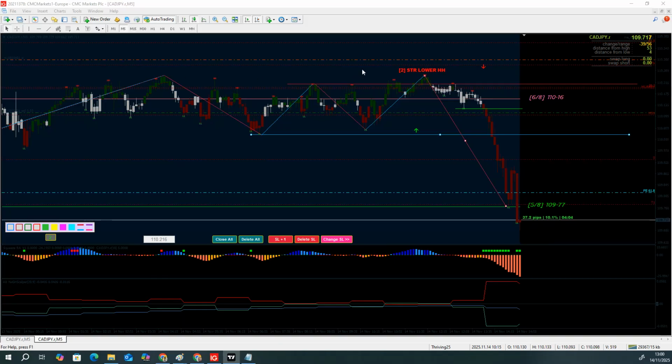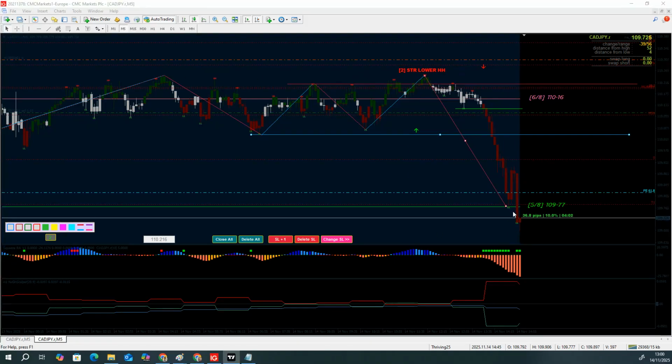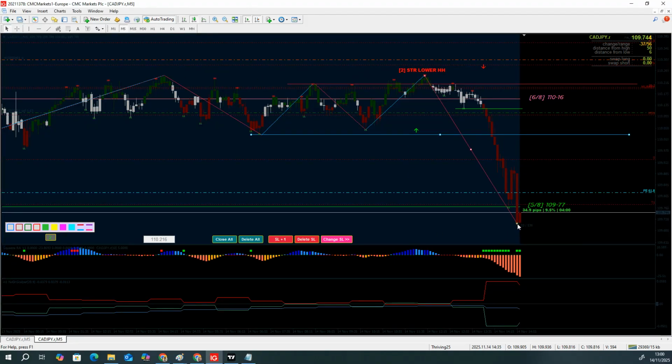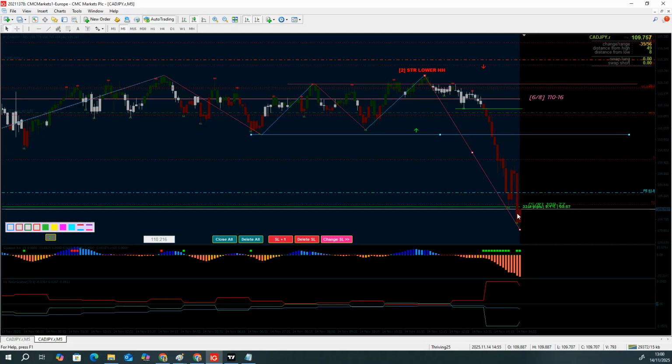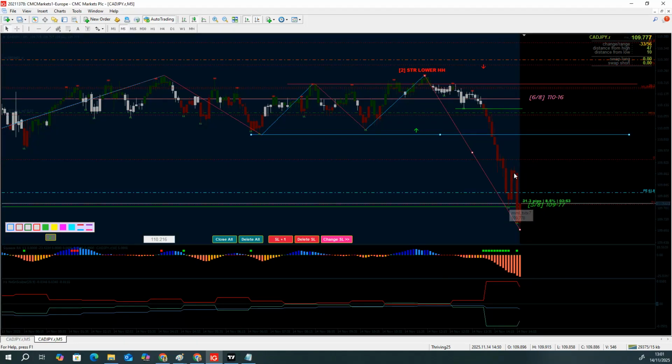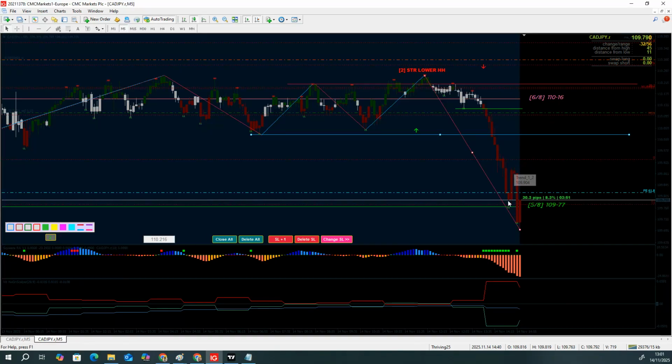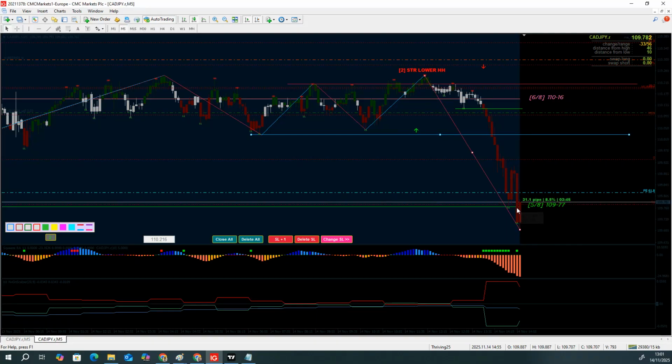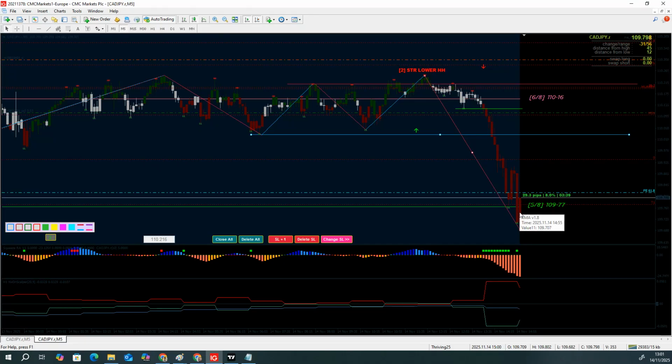The New York session is open. We had this second lower low here. This candle is important because this low is valid. This pullback is actually a momentum pullback. But we're still going to have to wait to see how price is going to react after breaking this lower low here, this one.